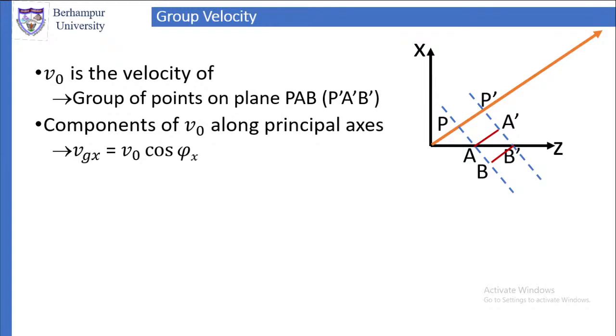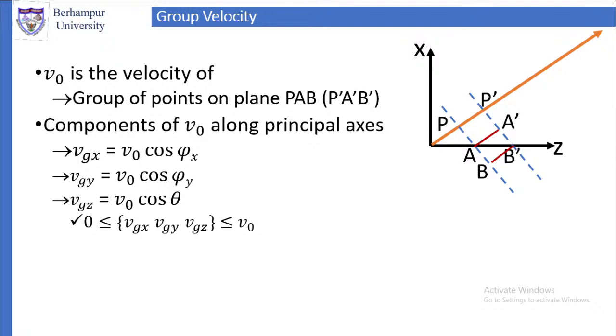So along the x-axis, the component Vgx will be equal to V0 cos phi x, where phi x is the angle made by V0 with the x-axis. Similarly, Vgy will be equal to V0 cos phi y. Phi y is the angle made by V0 with the y-axis. And Vgz will be equal to V0 cos theta. Theta is the angle made by V0 with the z-axis.